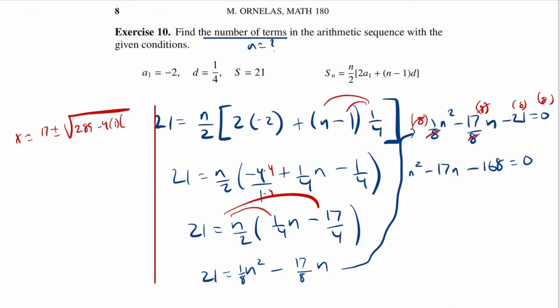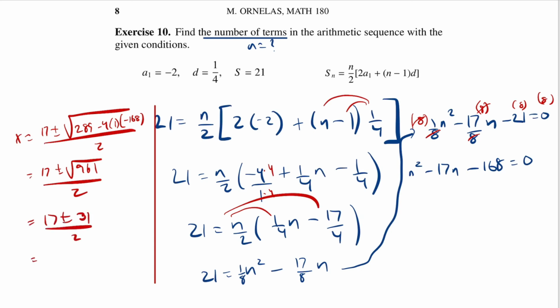So the two answers are 17 plus 31 divided by 2, which is 24, and 17 minus 31 divided by 2 is -7. All right, so we got the two solutions, 24 and -7. However, it's not possible to have a negative number of terms, so this is an invalid answer. The answer was 24 terms.